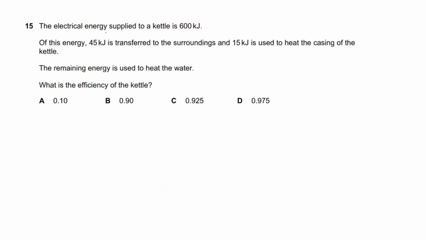Next question, it says electrical energy supplied to a kettle is 600 kilojoules. So energy, again, is 600 kilojoules. You can also call it work done, W. Of this, 45 is transferred to the surrounding, 15 is used to heat the casing. So for example, this is the kettle, 45 goes here, 15 goes here, input is 600. Again, all the units are in kilojoules. The remaining energy is 600 minus 45 plus 15, 60. It is 540 kilojoules, the remaining energy.